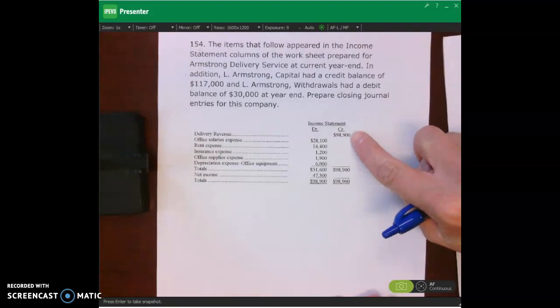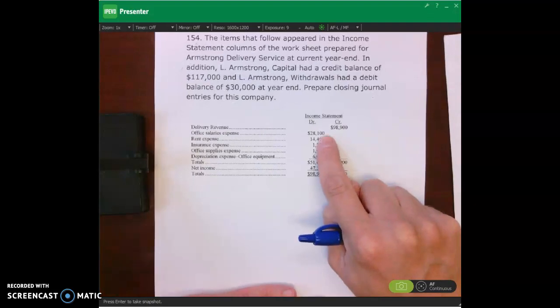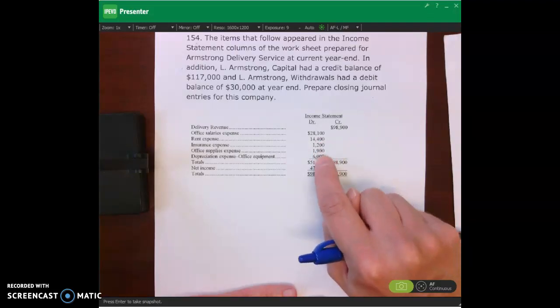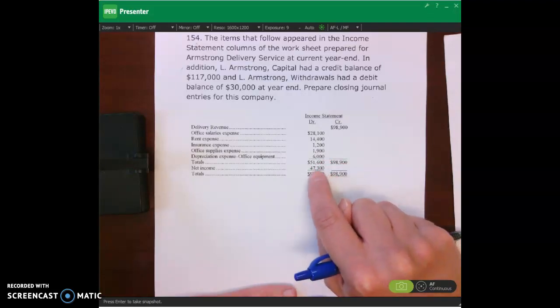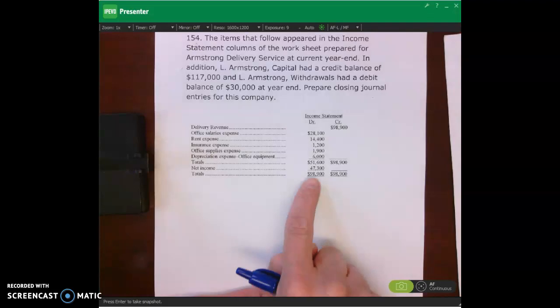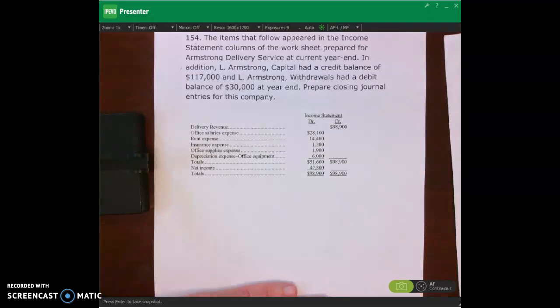We have delivery revenue credit, $98,900. We have our office supplies expense debit, $28,100. Rent expense debit, $14,400. Insurance expense debit, $1,200. Office supplies expense debit, $1,900. Depreciation expense debit, $6,000. Totals $51,600. And then we're given our net income right there of $47,300. Kind of made our job easier a little bit for part 3. And then we have our totals.